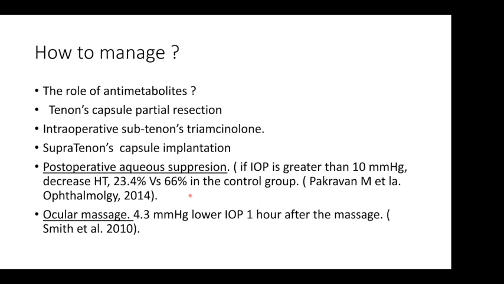So as a routine, I prescribe the patient everything, and then I put the patient on a combination of beta blocker and carbonic anhydrase inhibitor for 3 months. The only indication that I do not go through this regimen is if the pressure is very low. If the pressure is 7 or 8, then I don't. But usually I put it as a routine.